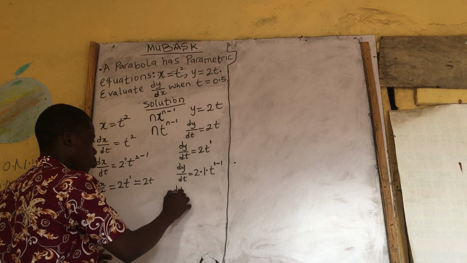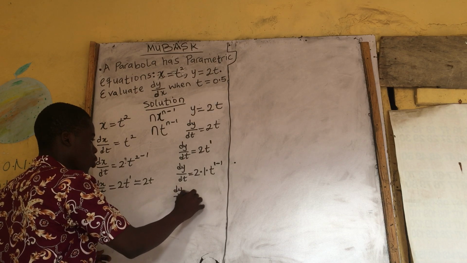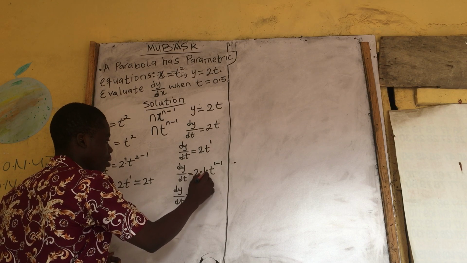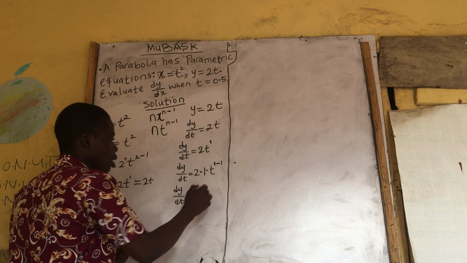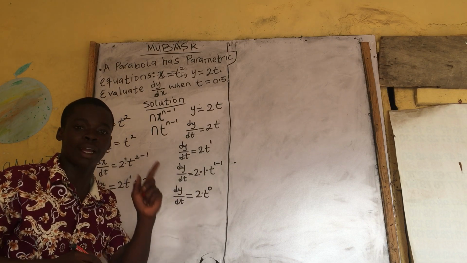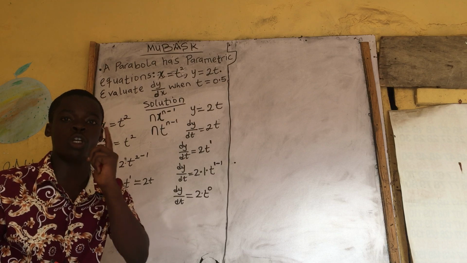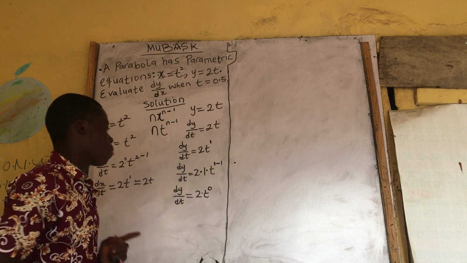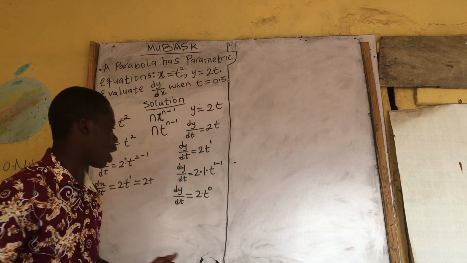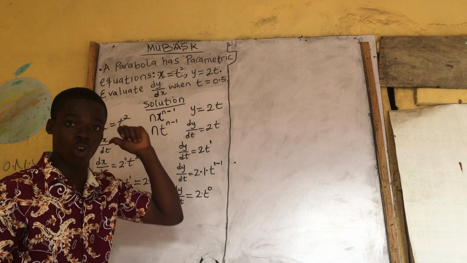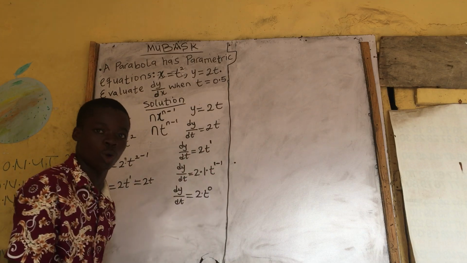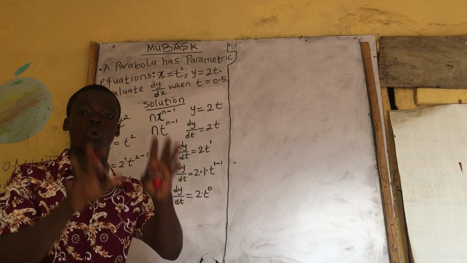And also the same thing as well. The dy all over dt equals 2 times 1, which gives us 2, times t, which gives us t. 1 minus 1 gives us 0. And don't forget, any number raised to power 0 is 1. Any value raised to power 0 is also 1. Let's bring it back from the indices: t raised to power 0 will be equal to 1.